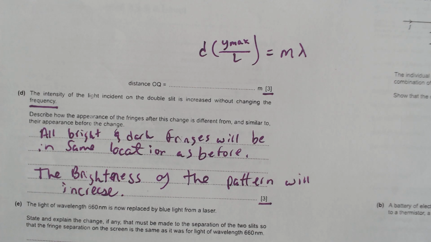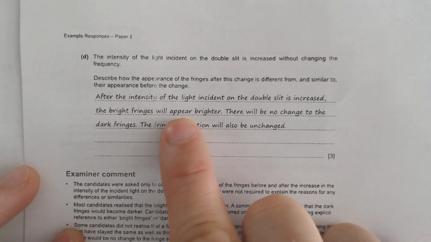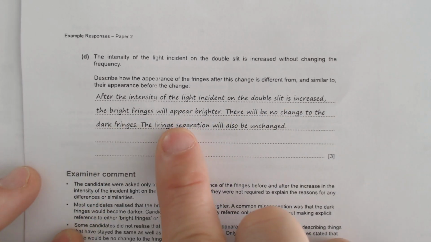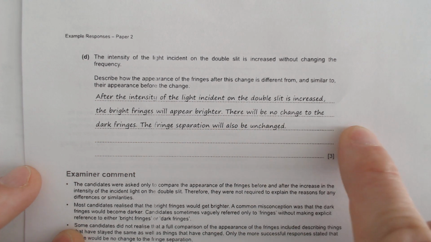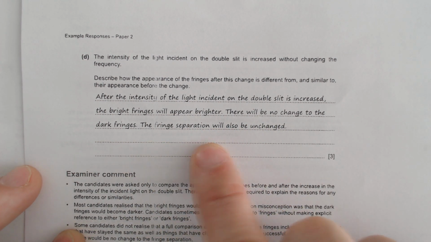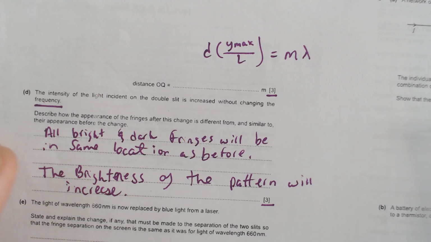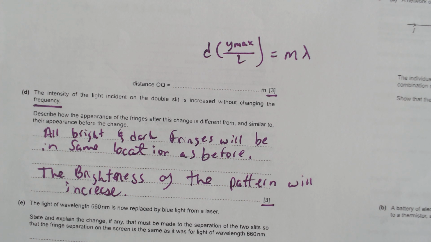It might be easier to see because it will actually be visible to the naked eye a little bit better. Actual answer, I'm going to show you it because they wrote a lot. All right. After the intensity of light increases, the bright fringes will appear brighter. There will be no change in dark fringes. The fringe separation will also be unchanged. I probably should have said, if it's a dark spot, it can't get any darker, so the intensity won't affect that. So that's the part I missed for the third point. So the dark spots will still be dark, but the bright spots will look brighter.